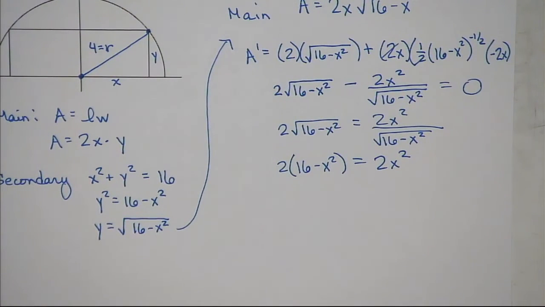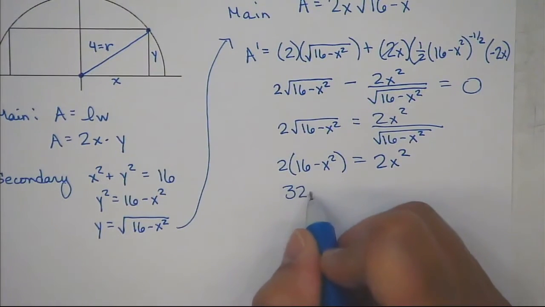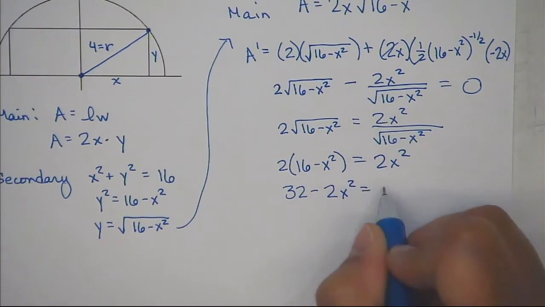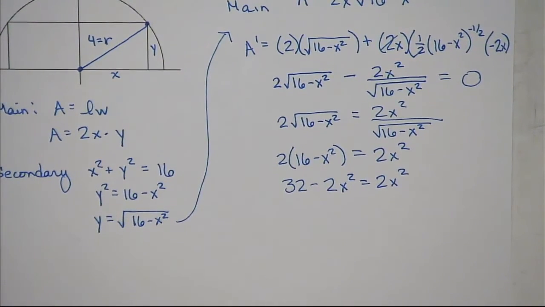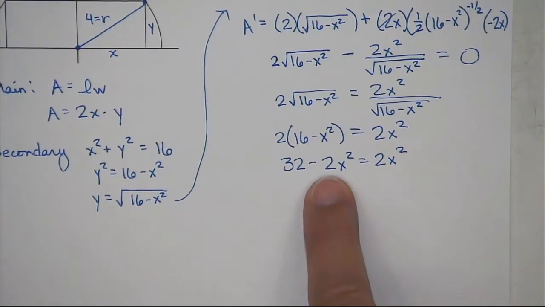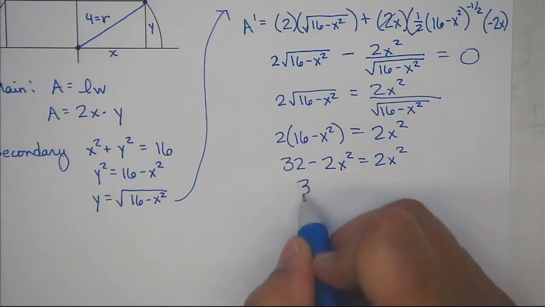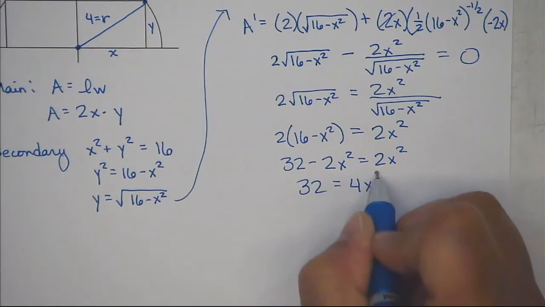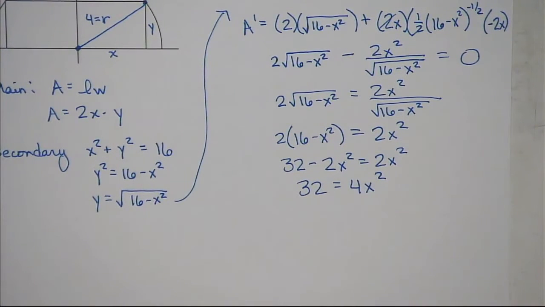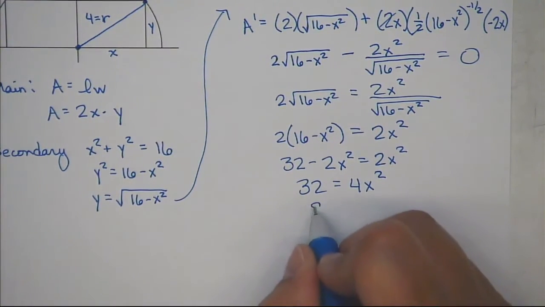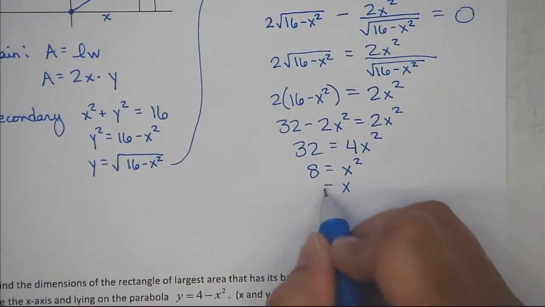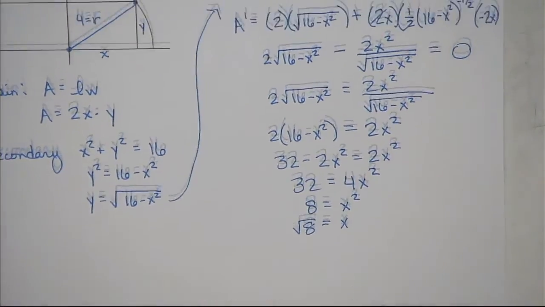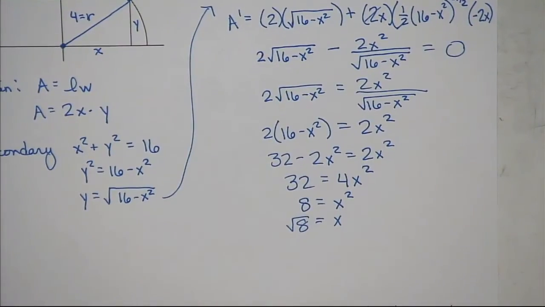So let's distribute. 2 times 16, 2 times x squared. Since I don't have a middle term, I'm going to go ahead and move the negative 2x squared over to this side. So that's 4x squared. Divide both sides by 4. So x squared is 8. So x is the square root of 8. I'm just going to leave it square root of 8. You can write the decimal, but.